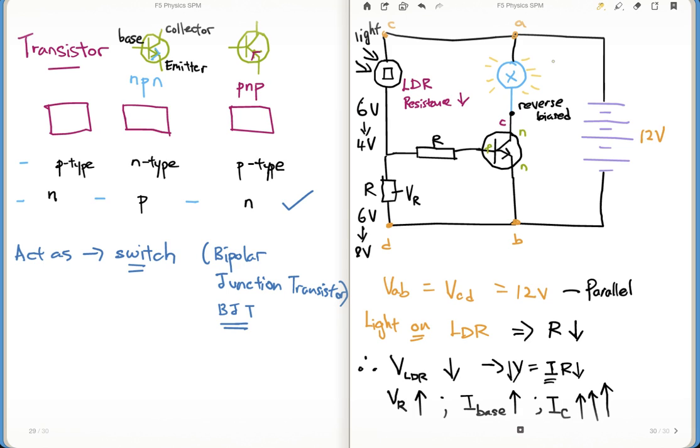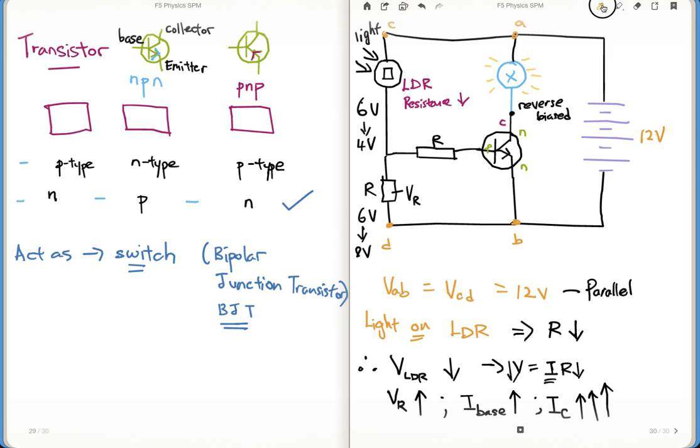Okay, now this is how the NPN works. For NPN, when you have current over the base, you get a switch on. The opposite, when you replace it with PNP, when you have current in the base, it will have a switch off.